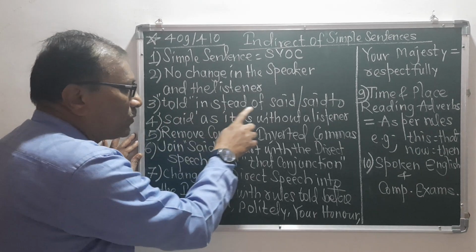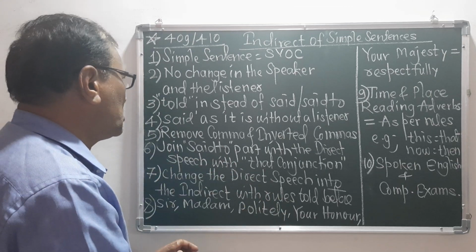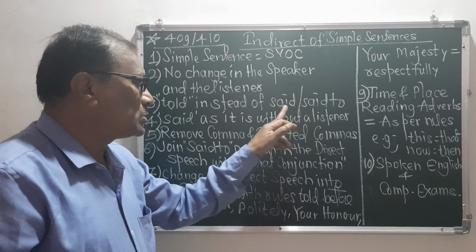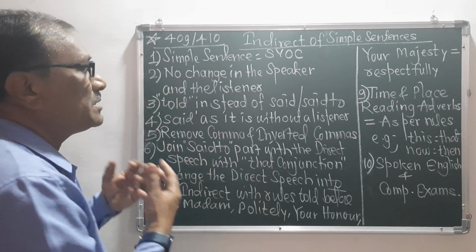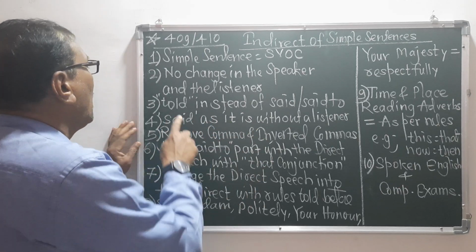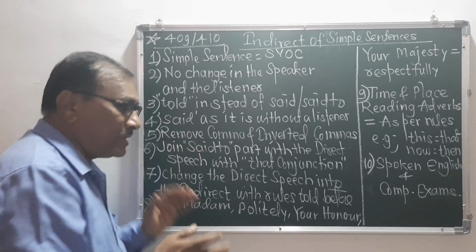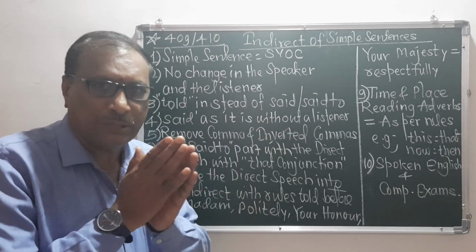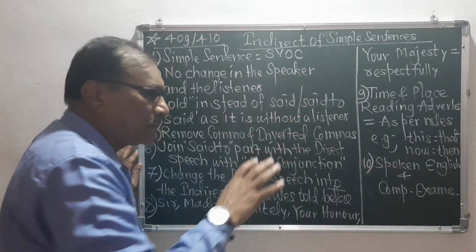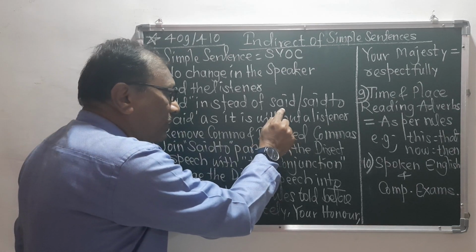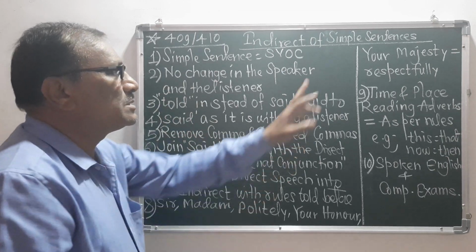Then the second rule: told instead of said or said to. Remember, when we have the direct speech, that direct speech always shows the verb said or said to. Suppose I say, Ram said to Sham. In this way the sentences come. When we see all these sentences, we can understand that we should put told in the sense of said or said to. It means that we should not put said or said to, because these are the reporting verbs; instead of these reporting verbs we should take the verb told, because this is the simple sentence.